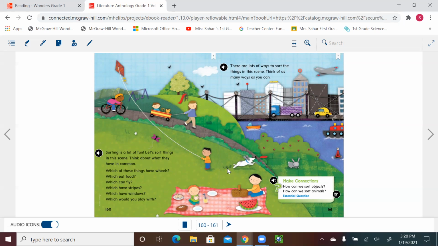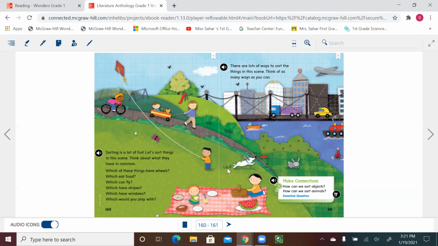We can also sort the food. If you look at the picture, I can say, for example, something we can eat or drink. Which one can we eat, and which can we drink? You look and you say, oh, I see juice. We can drink juice. We can see food to eat. So I see fruits and I see sandwiches. So this is also classifying or sorting food.